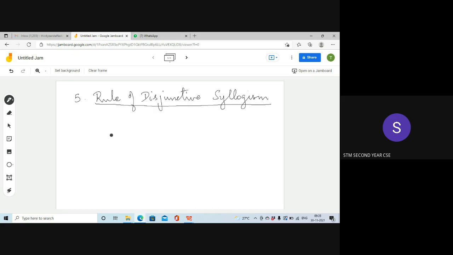This rule is given by the logical implication. We can write it in two forms. All rules can be written in two forms: one is the logical implication form and the other is the tabular form. First we are going to write the logical implication form. Write that sentence and then write this: P or Q and not P implies Q. This is the rule of disjunctive syllogism. That is, P or Q and not P implies Q.